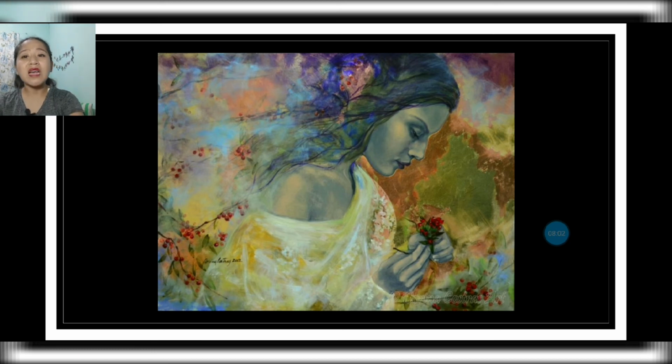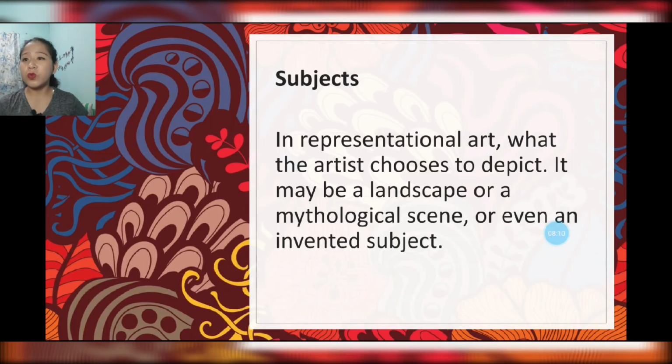Okay, so that's figurative art, representational art in which the subject is a human. So we're talking about subjects. What are subjects in representational art? What the artist chooses to depict. It may be a landscape or a mythological scene or even an invented subject. So it's like the focus of the whole art. That's the subject, okay? Simply said.